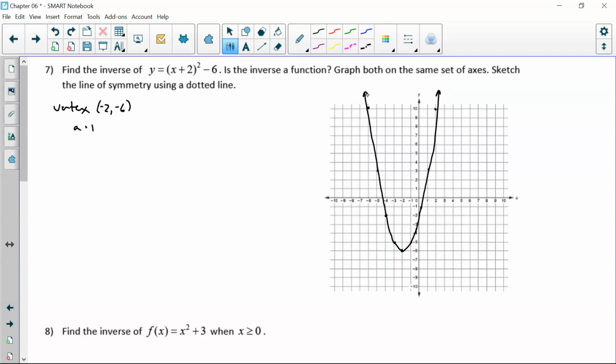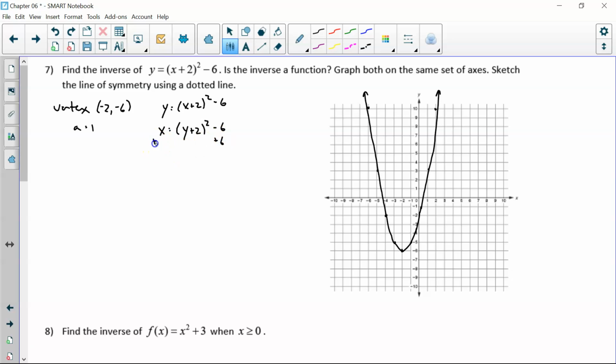So looking at that, already we can tell that the inverse is not a function. It's going to fail that horizontal line test. Now let's find that inverse algebraically. So we have y equals (x plus 2) squared minus 6. So x equals the quantity of (y plus 2) squared minus 6.